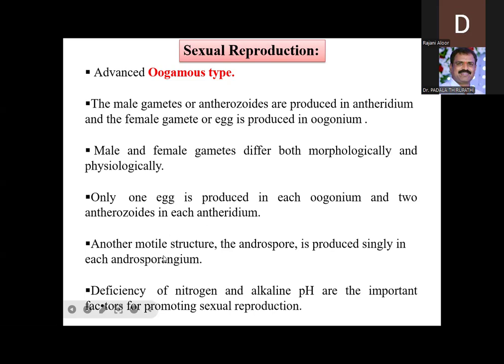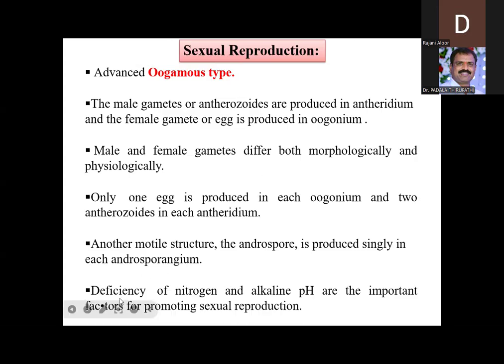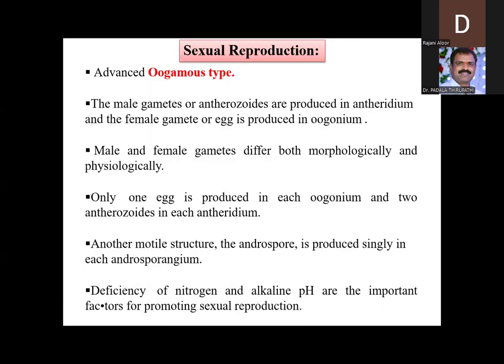Another motile structure, the androspores, is produced in each androsporangium. Deficiency of nitrogen and alkaline conditions are important factors that also promote sexual reproduction. These factors are also important for sexual reproduction.